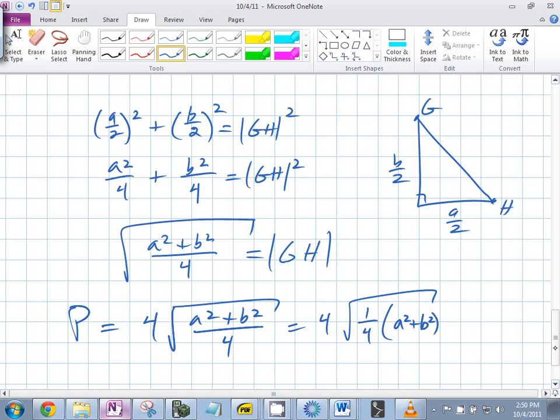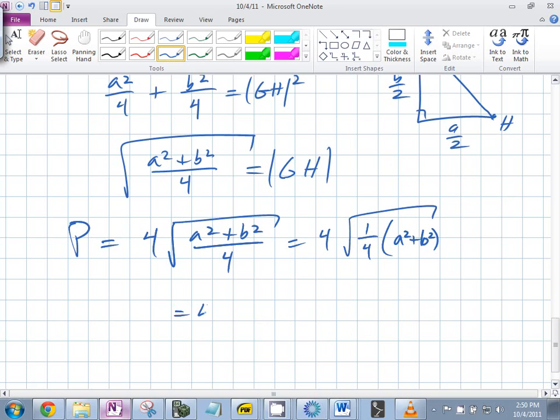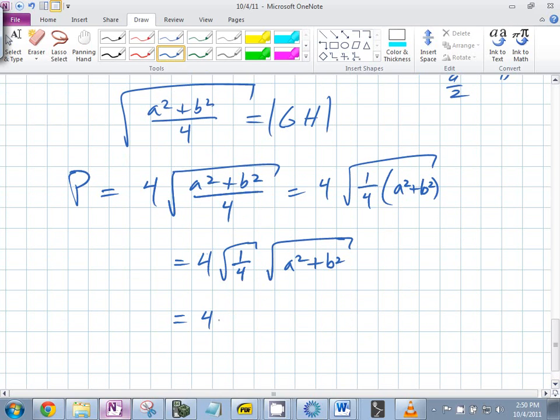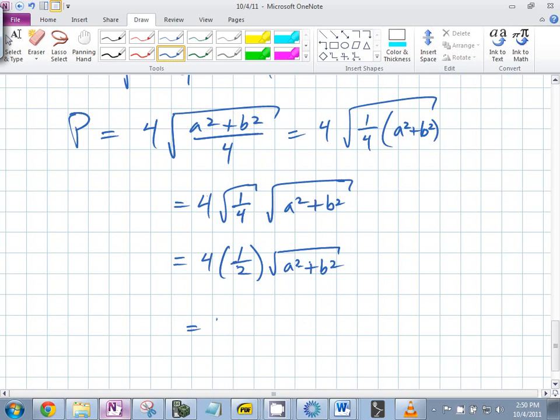Yep. This is the same thing as 4 times the square root of 1/4 times the square root of A squared plus B squared. What's the square root of 1/4? A half. So what do you end up with? 4 times a half. Again, why don't we take the negative? Because it's length, it's always going to be positive. But what's 4 times a half now? 2 times the square root of A squared plus B squared. Is that what they want you to show?